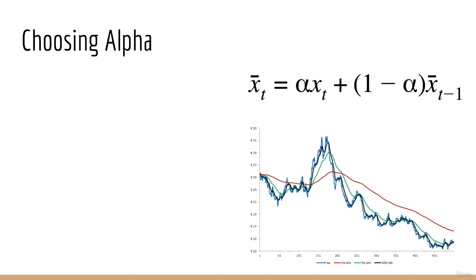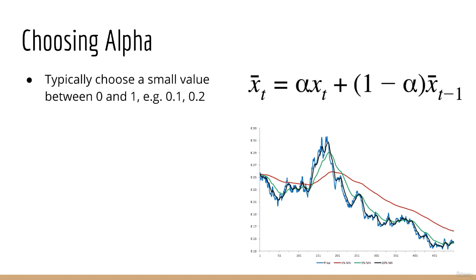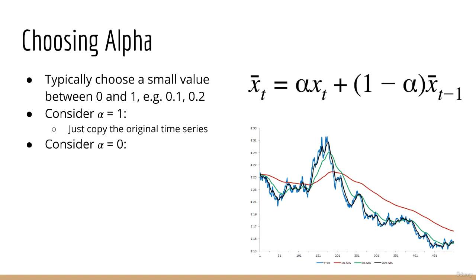To discuss a practical issue, what value of alpha should we choose? Alpha is something like a decay factor. Typically, alpha is chosen to be a small value between 0 and 1, like 0.1 or 0.2. It might help to look at some extreme cases. So let's say we choose alpha equals 1. That means set the average to be just the latest value of x. In this case, all we're doing is copying x, and therefore it's not really an average at all. On the other hand, let's say we set alpha equal to 0. Then all we're doing is copying the previous average, and we're not taking into account any new samples.